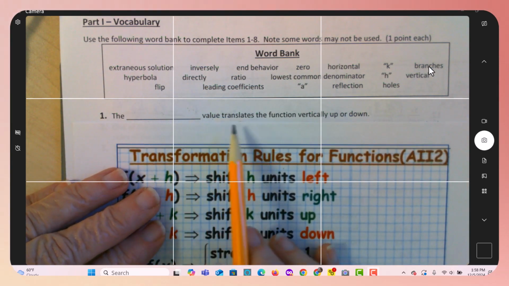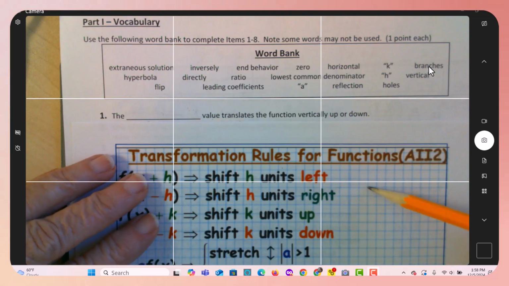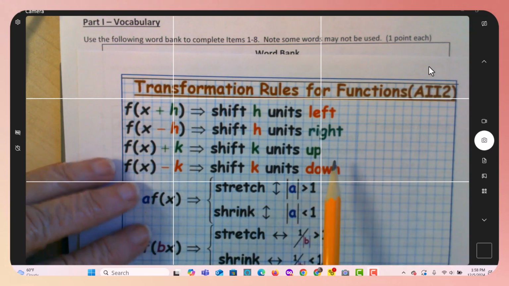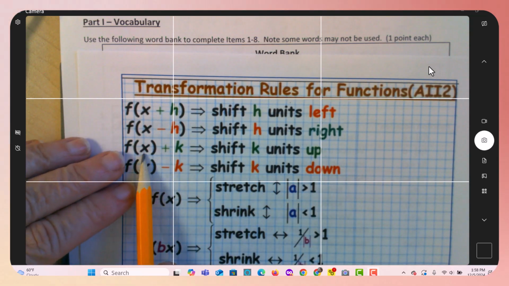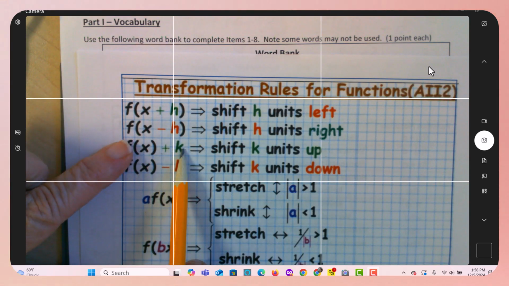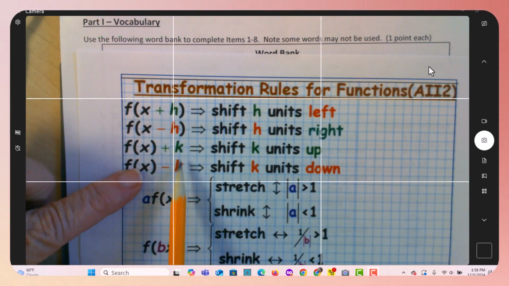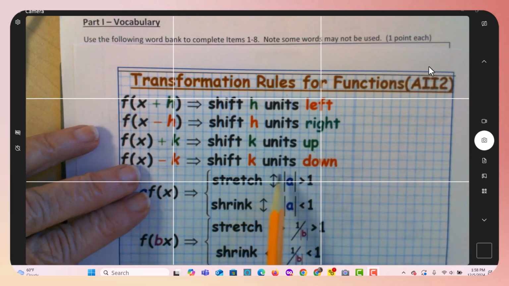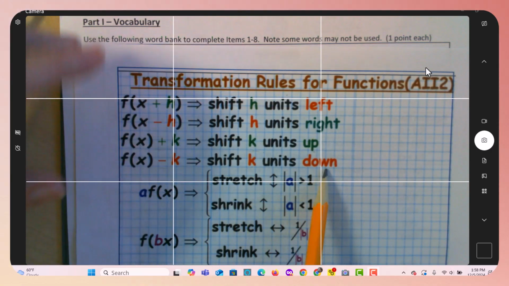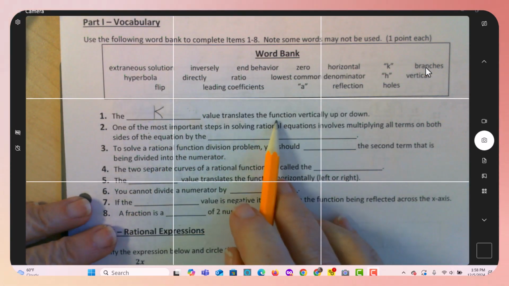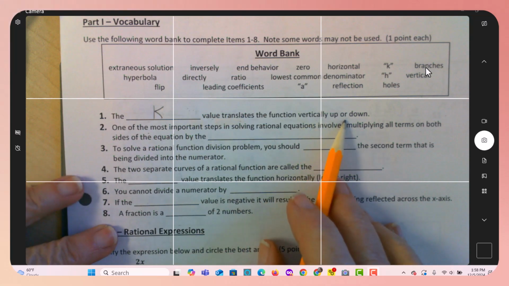Okay, so let's look at question number 1. The blank value translates the function vertically up or down. All right, so I'm going to look here, and I see the words up or down. Okay, so in our parent function f of x, when we add a value, and we refer to that value as k, or subtract a value k at the end, it's going to shift it. If it's positive, if we're adding, it's going to shift it that many units up. And if we're subtracting k, it's going to shift it that many units down. Okay, so this is our k value. So the k value translates the function vertically up or down.